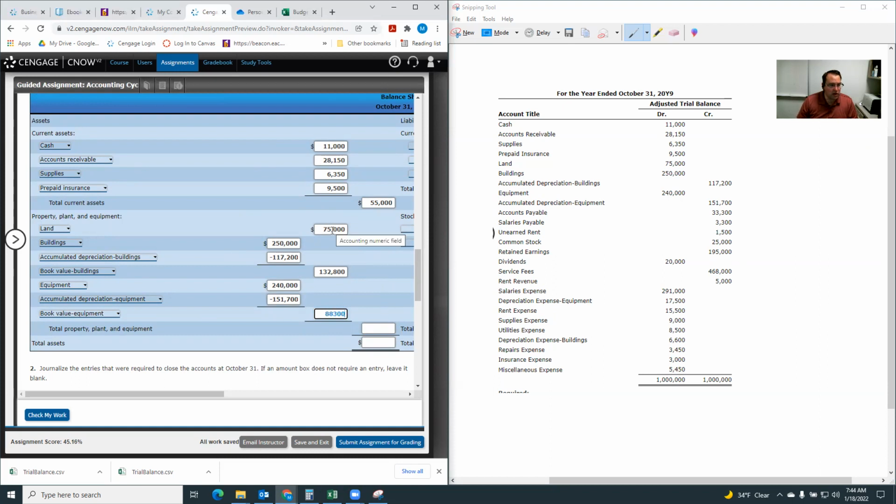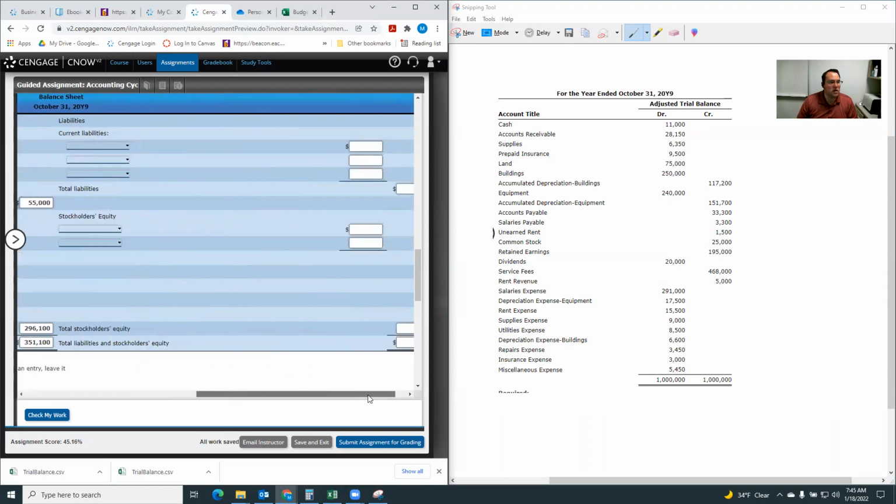So these three, the land plus the book value of the buildings, plus the book value of the equipment, gives us our total property, plant, and equipment. It should be 296,100. And then our total assets, which will be our total property, plant, and equipment plus our total current assets, should be 351,100. Our current liabilities, so we'll get through all the assets here. We'll see we have accounts payable, salaries payable, and unearned rent.